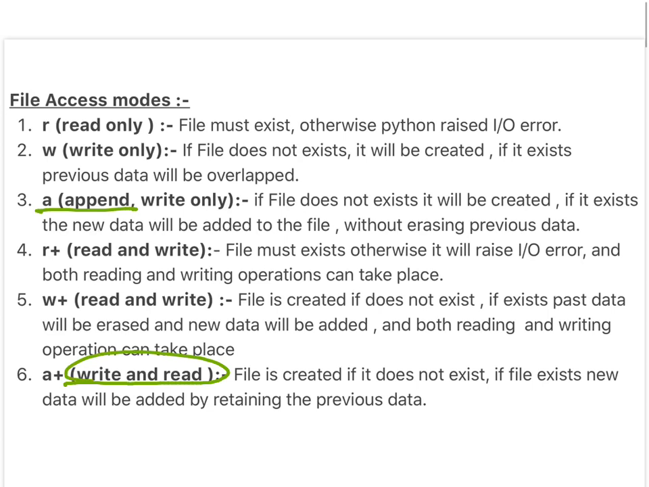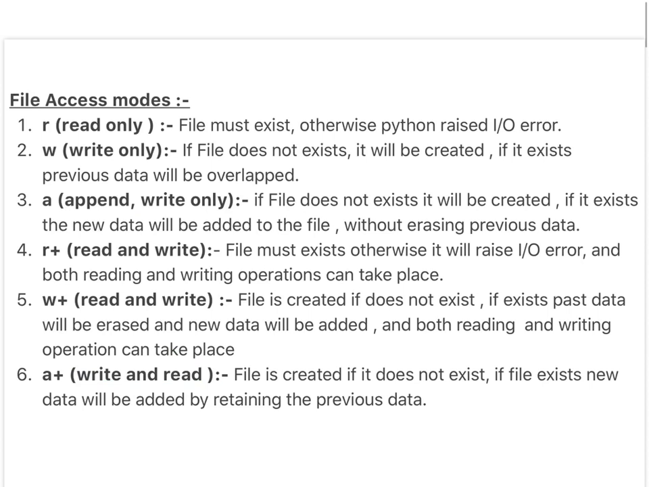So in A, the file will be open in reading and writing mode, and if file exists there, the new contents will be added by retaining the previous contents, and if file is not there, file will be created. So I hope these modes should be clear.